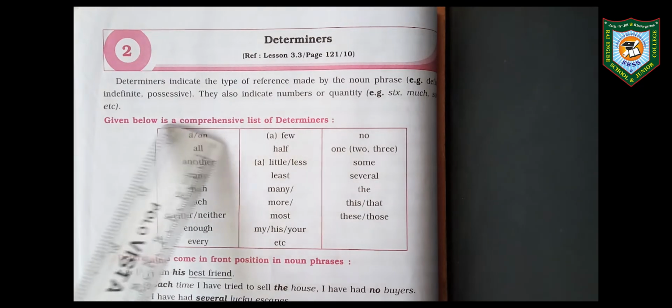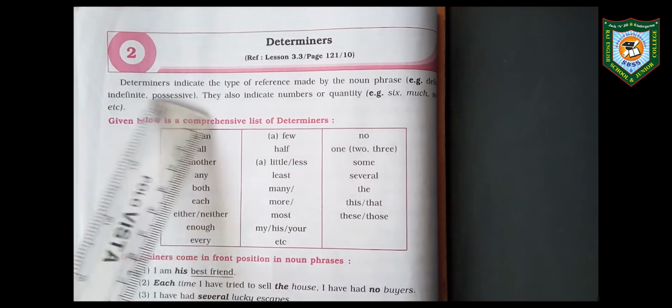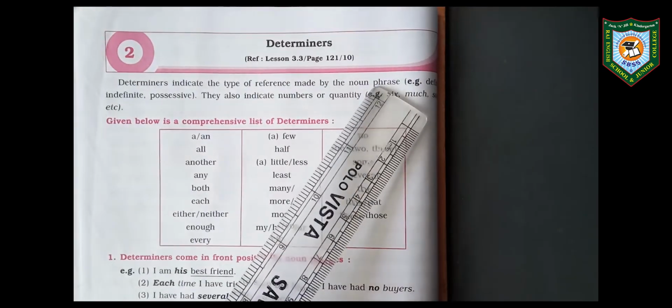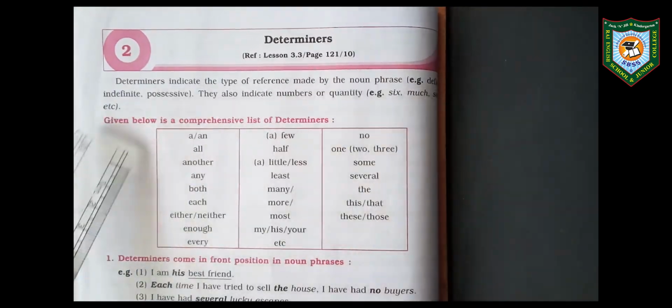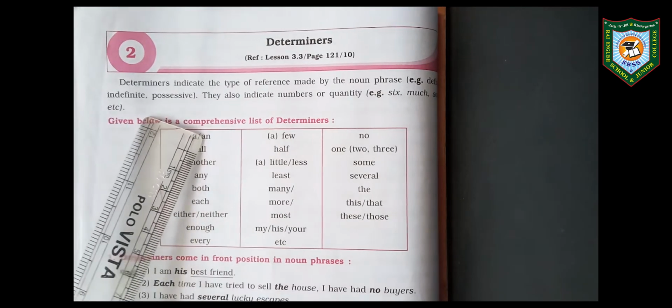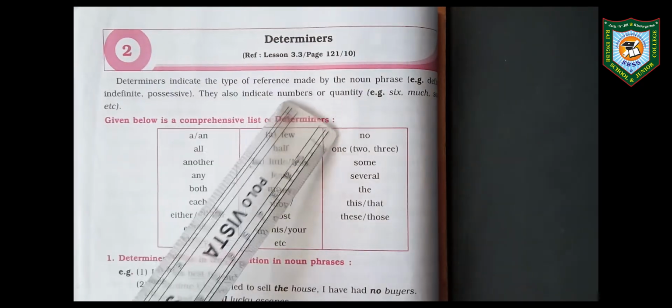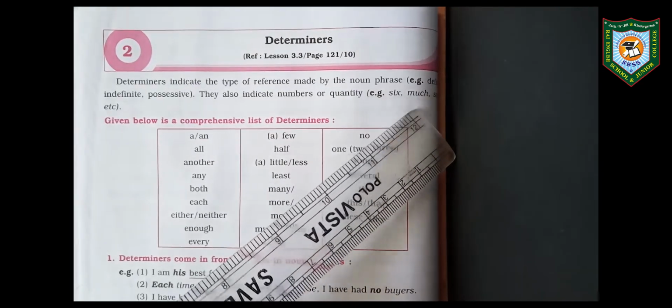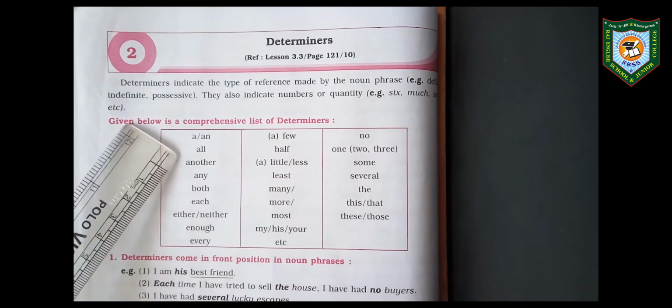Now see, let's have a look. Determiners indicate the type of reference made by the noun phrase. For example, definite, indefinite, possessive. They also indicate numbers or quantity. For example, such, much, six, much, some, etc.